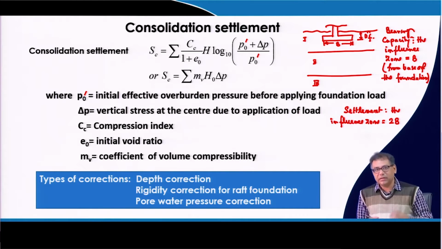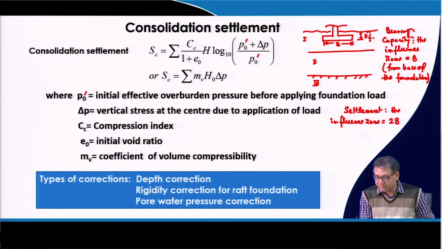Another thing you should remember: suppose within your influence zone there is a rigid strata. Suppose this third layer is a rigid strata, and your influence zone of twice B for settlement calculation is going into the third layer. Then you do not consider the third layer's contribution, because as it is a very rigid strata, it is expected there will be a very insignificant or negligible amount of settlement.